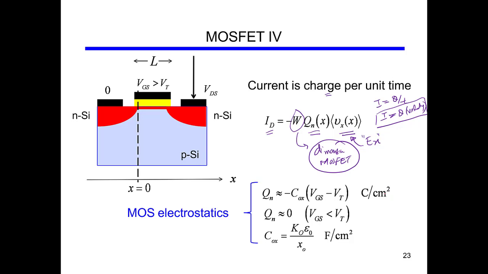So one is that charge is equal to minus Cox times VGS minus VT. The other is that when the gate voltage is 0, there is no charge in the channel. This is the case when the MOSFET is off. And then this is another equation that comes from the capacitor internals. So it is K0 times epsilon naught by X. This is how you determine the capacitance of silicon dioxide. Basically, this comes from the physics of how a capacitor works.